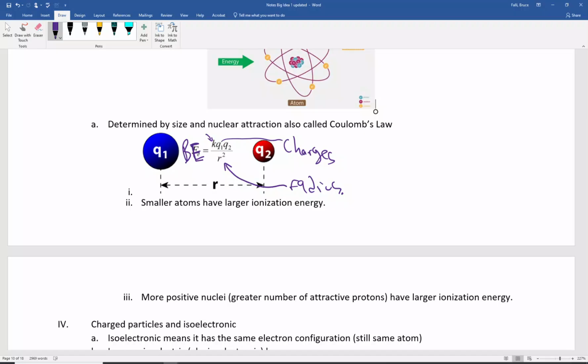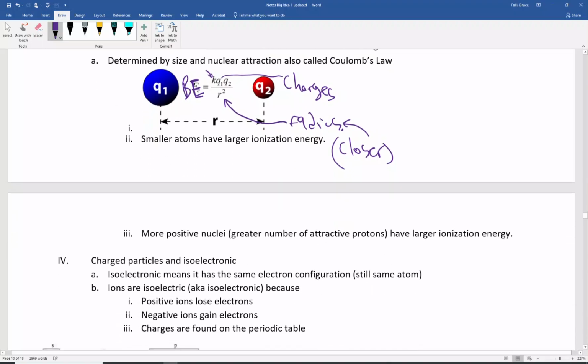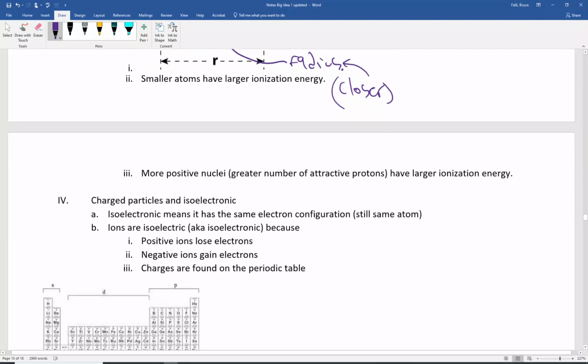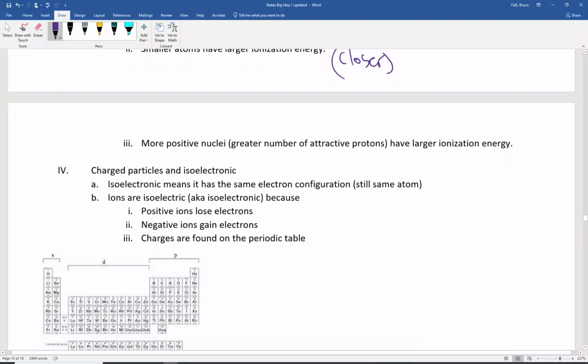So smaller atoms have a larger ionization energy because they are closer. Oh, and that's divided by radius squared. More positive nuclei, with a greater number of attractive protons, have a larger ionization energy. That means if there's a greater attraction, then it will have a greater ionization energy. It takes more energy. Okay, so now let's talk about some charged particles.